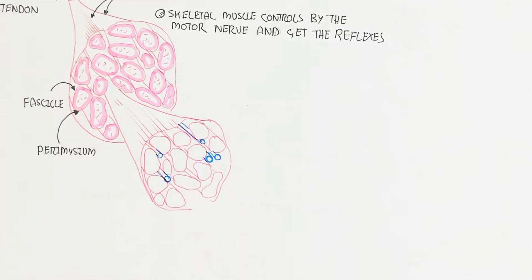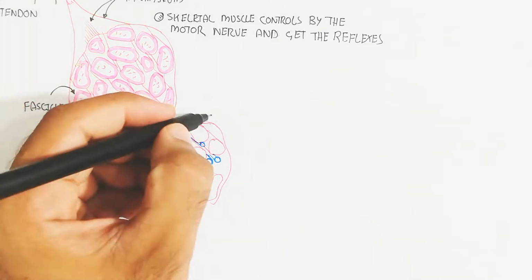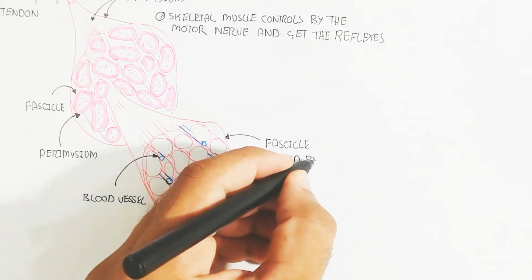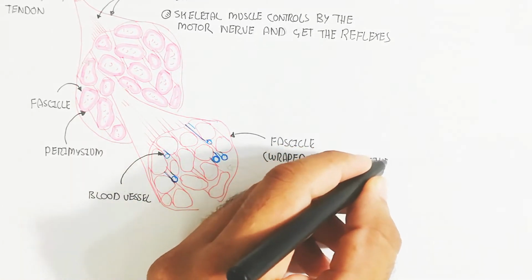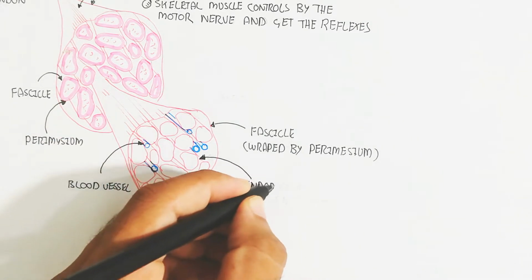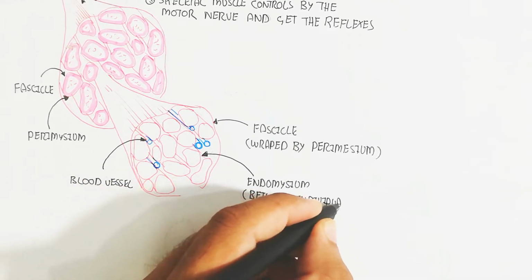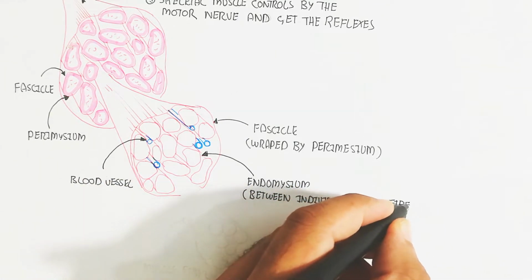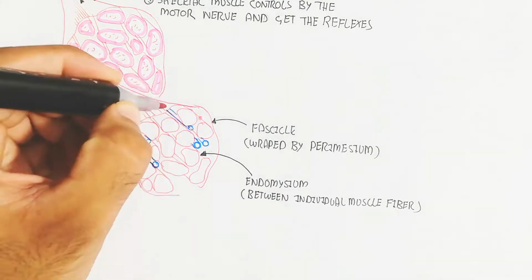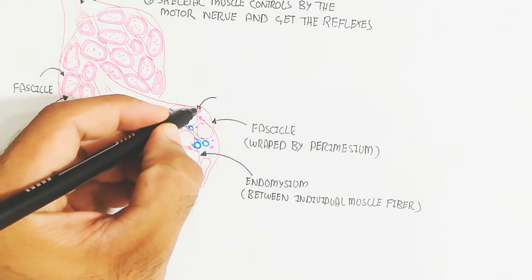Here the fascicle and the perimysium are present inside, and the muscle contains many fascicles. One fascicle contains blood vessels and is wrapped by perimysium, and the endomysium is basically between the individual muscle fibers. So a fascicle contains many muscle fibers.